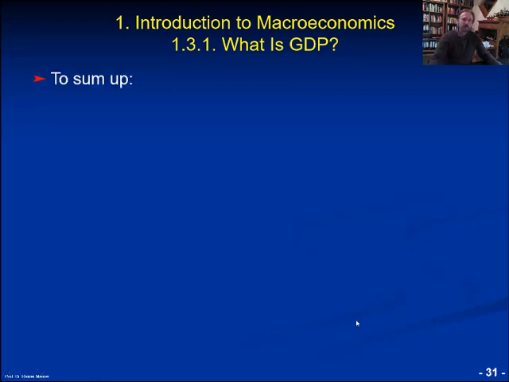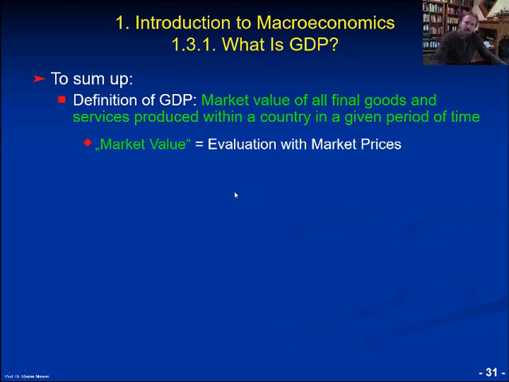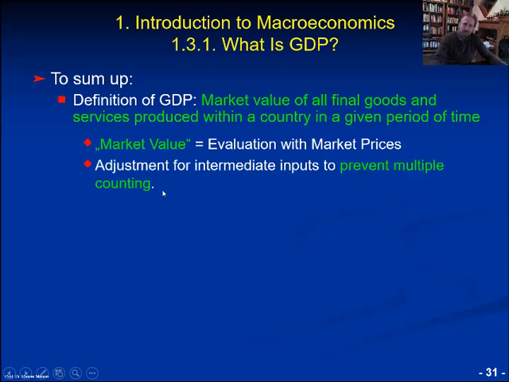Okay, let me sum up what we have taken together today. First, definition of GDP, very important. Market value of all final goods and services produced within a country in a given period of time. Market value means we evaluate different production quantities of different kinds of goods or services with their market prices. We've seen that it is important to make an adjustment for intermediate inputs to prevent multiple counting.